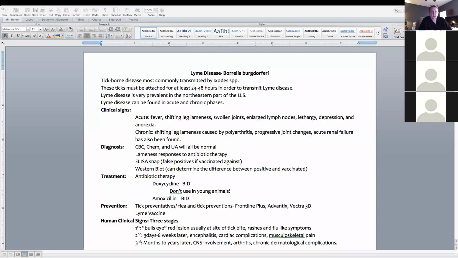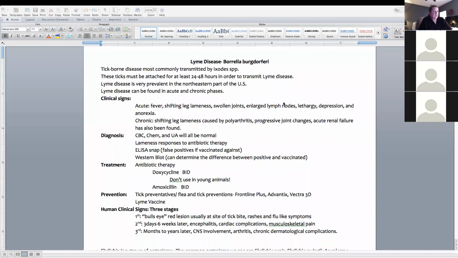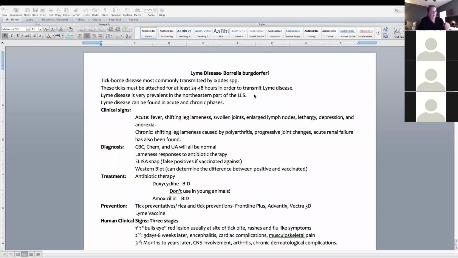And then list the clinical signs. So actually, maybe I will share the screen so you can actually see. This was the handout on your Moodle page. So, clinical signs: remember, we can talk about the acute and the chronic, but the main sign is a shifting lameness.